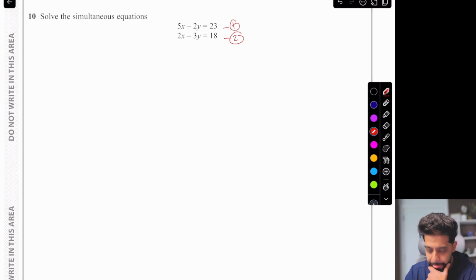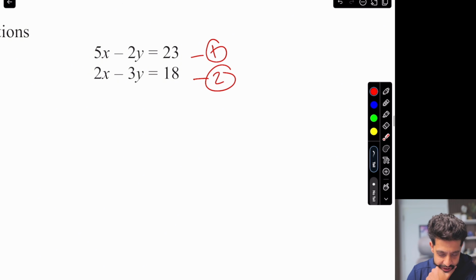It's much easier. What we're looking to do here is make one of the letters, either the x's or the y's, the same. It's your choice. I think I'm going to go with the x's because they're both positive. I don't want to deal with the negatives, but of course I can.